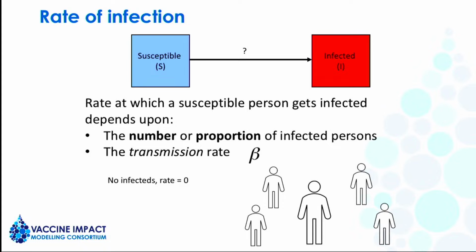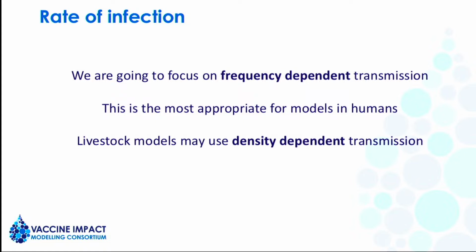So let's say you start with your population, nobody's infected, and if we've got no infections in the population, the risk of becoming infected is going to be 0. Exactly. We're going to talk about frequency-dependent transmission. That's most appropriate for models in humans. Livestock models get exciting because you can look at things like density-dependent transmission.